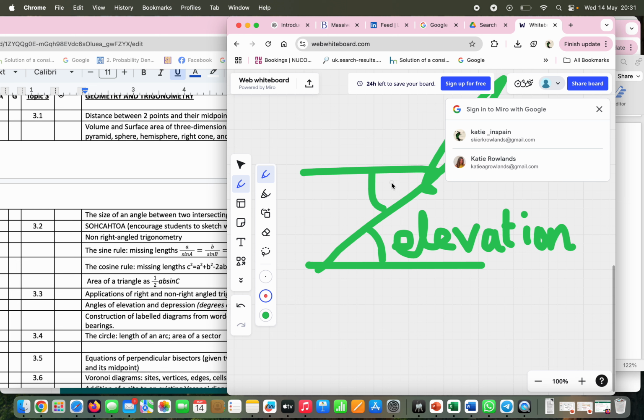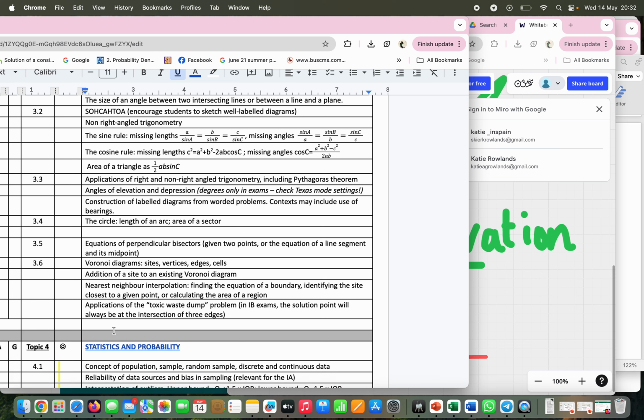So I'm going to label that with D, angle of depression. It's always from the horizontal line, and it's the angle that it makes with the diagonal line. And then you can just form a triangle with that. Remember that these two angles are going to be exactly the same because they are what we call alternate angles.